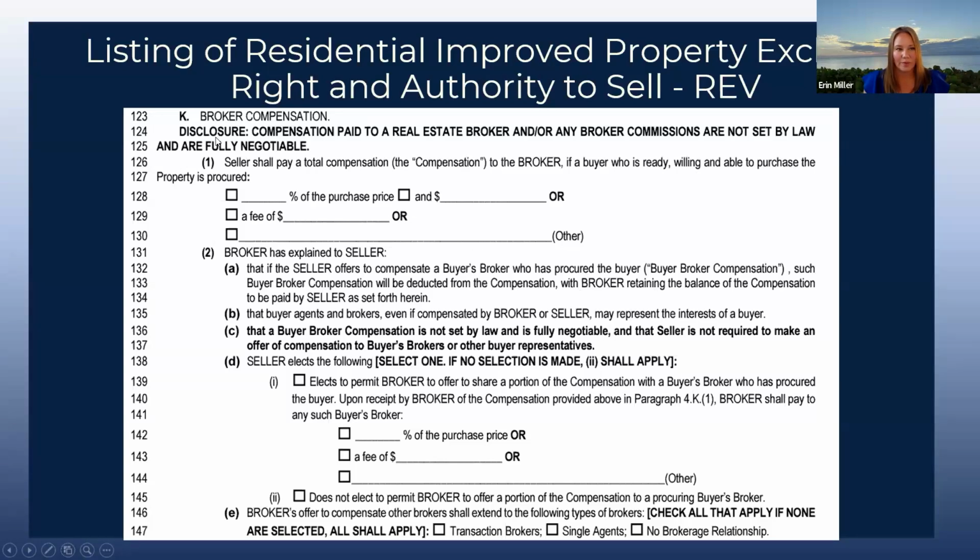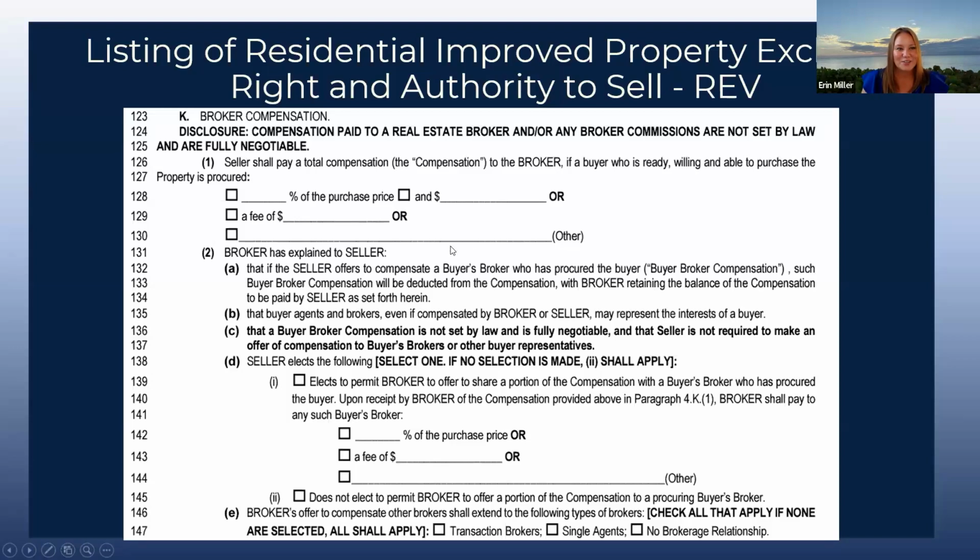So line 123, broker compensation, 124, 125. We've got the big bold language that is required by the settlement. Again, 124 and 125. All of that language is required. Compensation paid to a real estate broker and/or any broker commissions are not set by law and are fully negotiable. We know that. Now our clients, customers also know that.